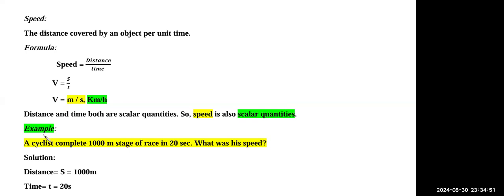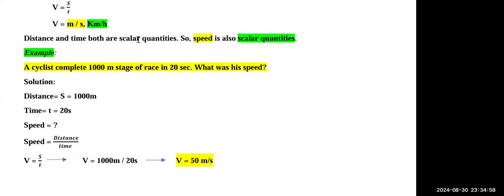Now I have one example to understand how we can find the speed of any moving object. A cyclist completes a 100-meter stage of a race in 20 seconds. What was his speed? The question is that one person is covering a distance of 100 meters in 20 seconds. So distance is 100 meter, time is 20 seconds, and you have to find the speed. So apply the formula.